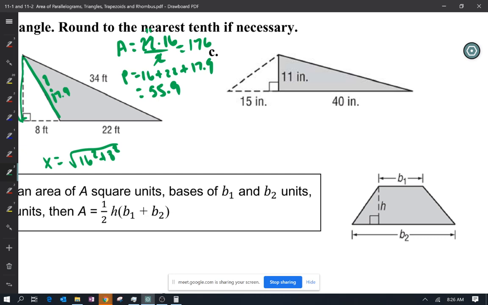All right, letter C, same thing. That's the base. The base is 40, the height is 11. You can find the area and then use the Pythagorean theorem to figure out what that is and just find the perimeter. Any questions so far?